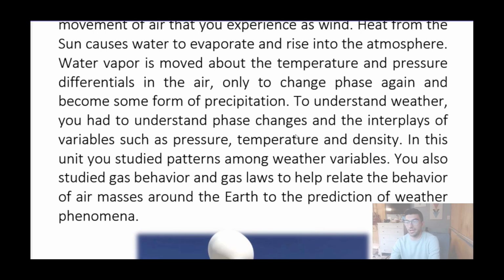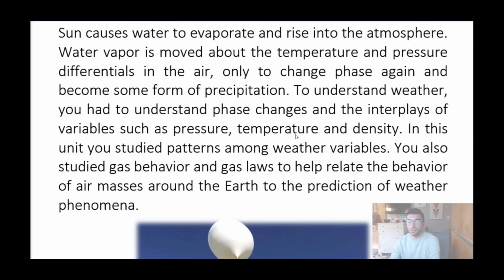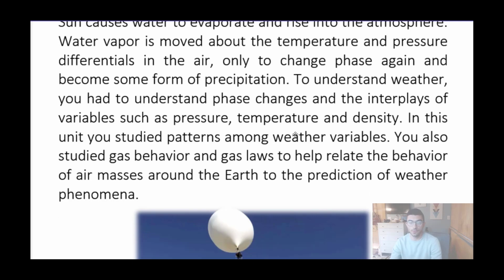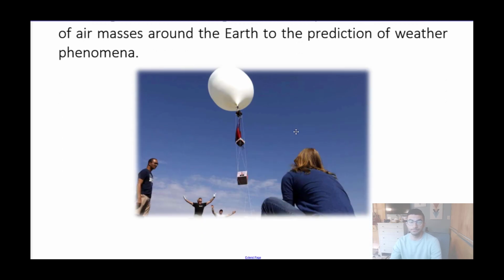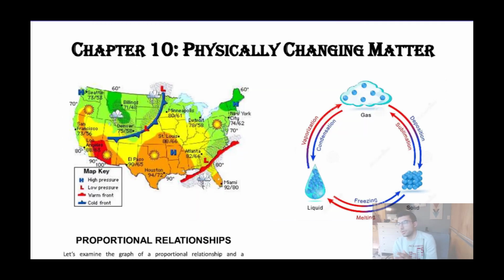pressure, temperature, and density. In this unit, you studied patterns among weather variables. You also studied gas behavior and gas laws to help relate the behavior of air masses around Earth to the prediction of weather phenomena. Chapter 10 was called Physically Changing Matter. It was where we were introduced to some of the weather terms and what it meant for a change to be considered physical. Really what it meant for a physical change to occur.